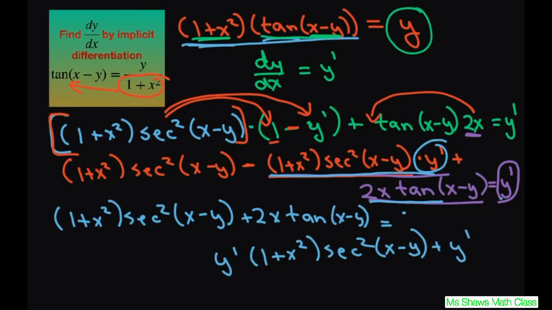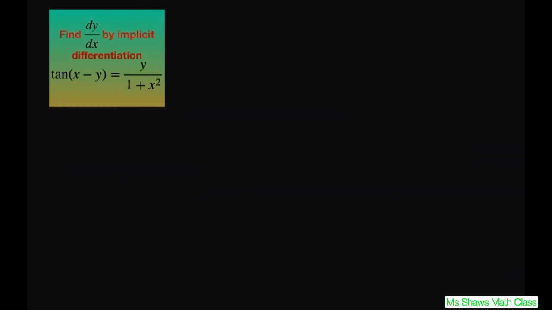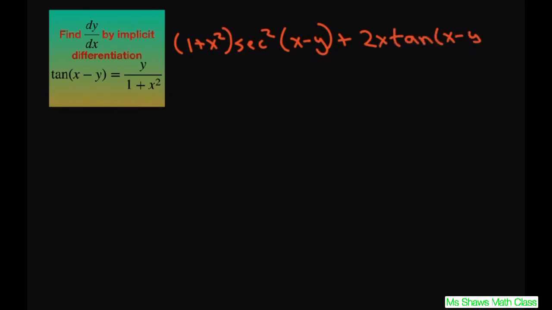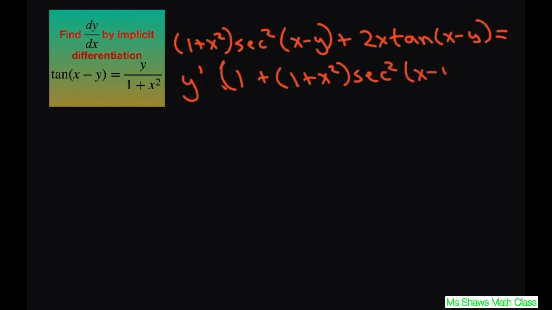So the next step I'm going to do is factor out this y prime. I'm going to factor it out, so we're going to get a 1 there. When I do that, I have to copy this first part down. The first part is going to be 1 plus x squared secant squared of x minus y. The left-hand side is good to go. But when you factor out the y prime, that's going to give you the 1 there. So you're going to get 1 plus 1 plus x squared times secant squared of x minus y.